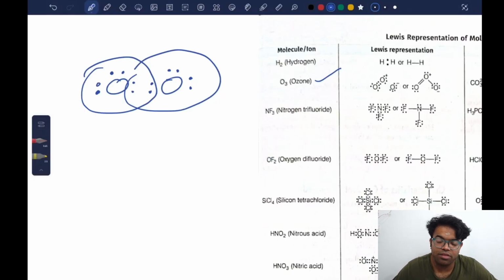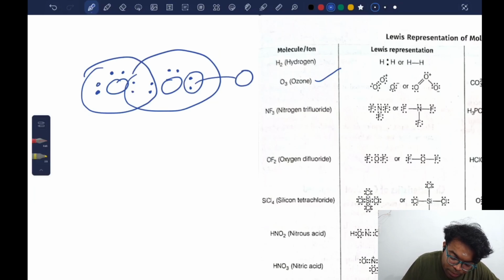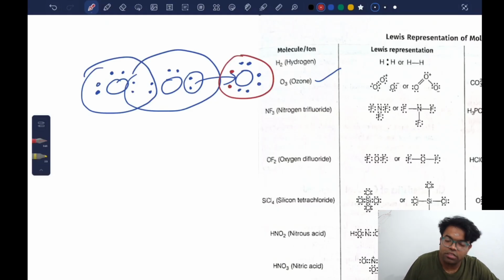One of the oxygen atoms decides to share one of its lone pairs of electrons by transferring both of them to the neighboring oxygen atom. Now this atom of oxygen, the one that I'm drawing right now, has eight electrons in its outermost shell. So this is what we call a coordinate bond.